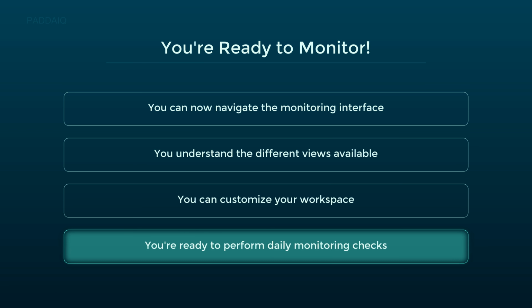You are ready to perform daily monitoring checks. This means routinely reviewing your SAP BTP environment to ensure everything is running smoothly and securely. For example, each morning, you might check the availability of your applications and confirm there are no unexpected alerts. Consistent monitoring helps you proactively maintain system health and prevent issues before they impact users.